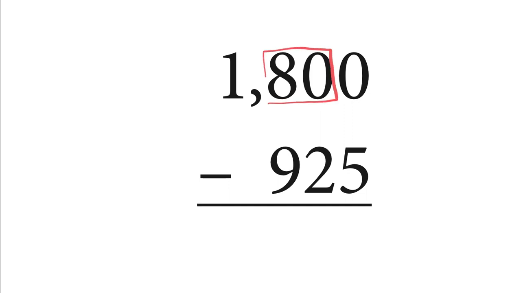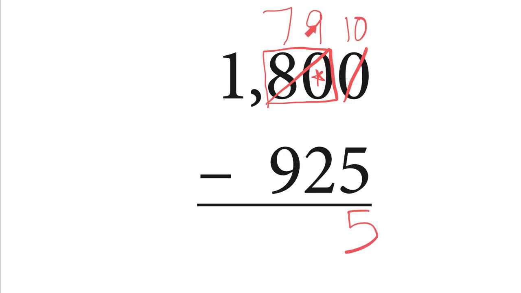I'm going to borrow from here. Rather than borrowing just from a 0 by itself, I'm going to borrow from the whole number. If I take 1 away from it, 80 becomes 79. Now I can borrow that 1 so that I have a 10. My 10 minus 5, I can do that math. 10 minus 5 is 5.